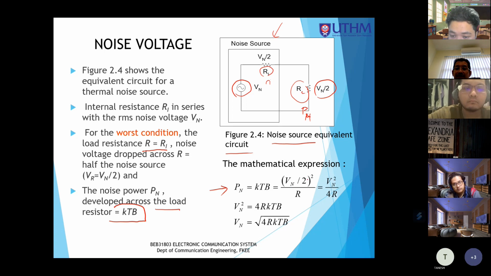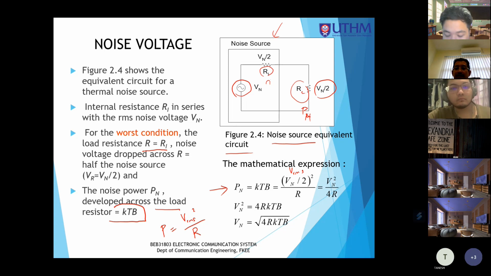Okay, so which is Vn over 2. So this is macam mana kita kira power. Remember, power is equal to V RMS square divide with R. So VRMS pada load adalah Vn over 2. So this is actually the VRMS pada load. So VRMS square over R, so we get Vn square over 4R.